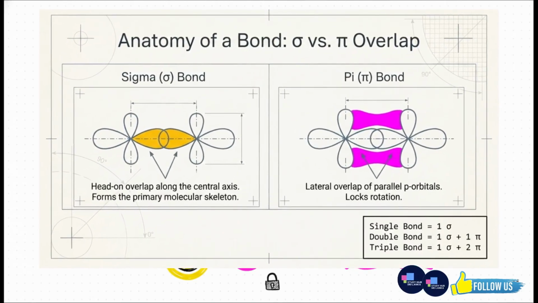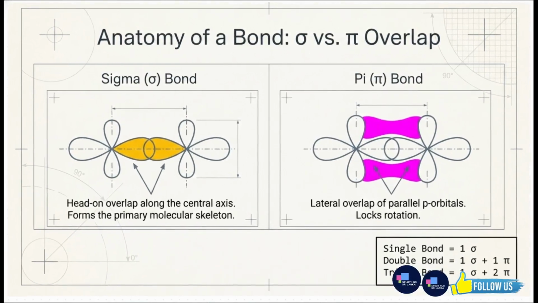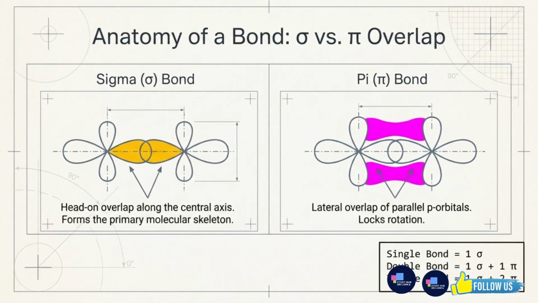Well, that brings us to the anatomy of a bond. When orbitals overlap head-on, right along the central axis between 2 nuclei, they form a super strong sigma bond. That's your primary molecular skeleton. But those leftover, unhybridized p orbitals sticking up parallel to each other, they overlap laterally, sideways, to form a pi bond. Remember this golden rule. A single bond is always 1 sigma. A double bond is 1 sigma and 1 pi. And a triple bond is 1 sigma and 2 pi bonds. Oh, and those pi bonds are exactly what lock the molecule in place and prevent it from rotating.